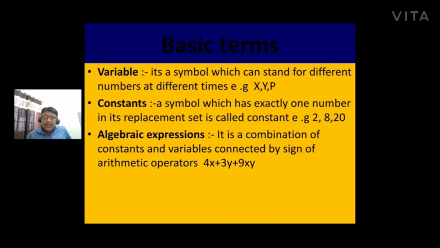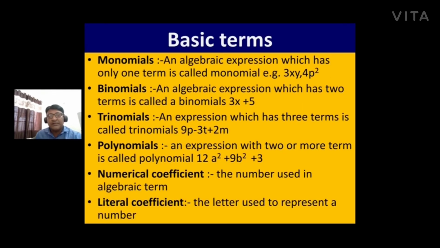Now, what is an algebraic expression? It is a combination of constants and variables connected by the sign of arithmetic operators. So you can see in this example 4x plus 3y plus 9xy. Here there are 3 terms, and these 3 terms are connected by the plus operator. So an algebraic expression is a combination of constants and variables connected by the sign of arithmetic operators.